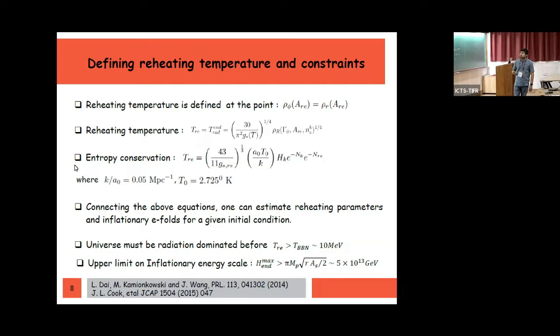And here for a particular n, we can fix what will be the N_k value, because the N_k plus N_re is now fixed for a particular reheating temperature. And now there is a restriction that we have to end the reheating before BBN. So typically we took reheating temperatures greater than 10 MeV. And there is another upper limit coming from the tensor-to-scalar ratio. The recent BICEP measurement suggests that the tensor-to-scalar ratio is less than 0.036, and from there we can estimate the inflation energy scale around 5 times 10^13.